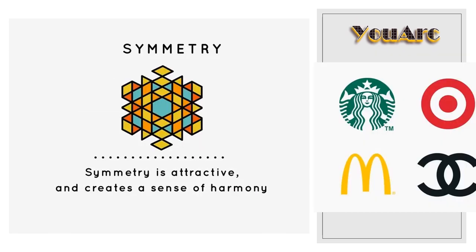Symmetry. Symmetry is attractive and creates a sense of harmony. What is symmetry? Symmetry means from the central axis, both of the sides on the axis remain constant or very much similar, 100% similar. That is symmetry. So we know this. Here are a few logos which are created using this principle called symmetry to make a harmonious and balanced design.